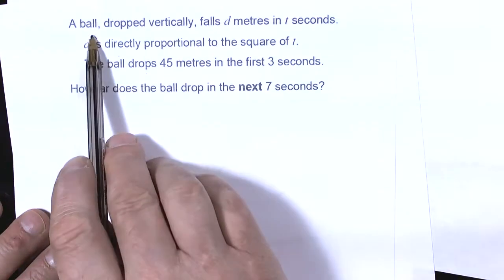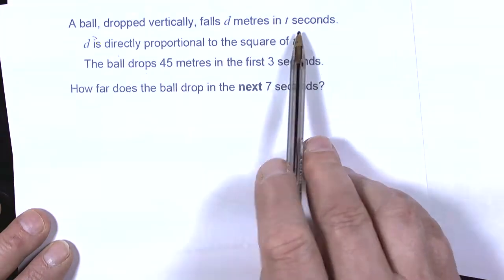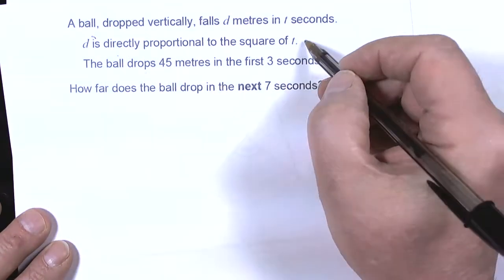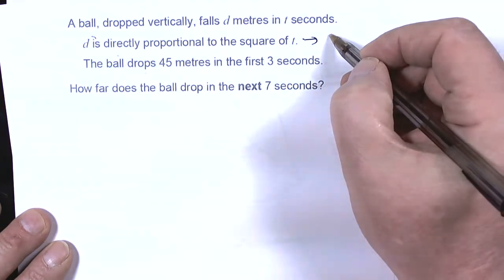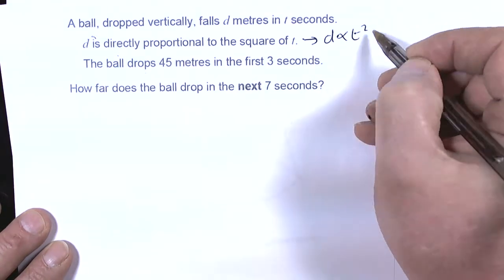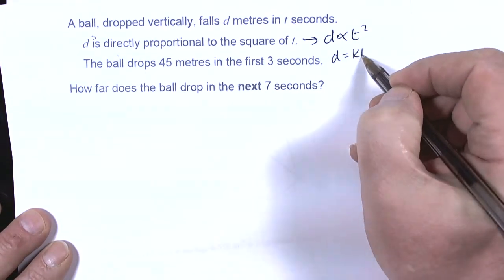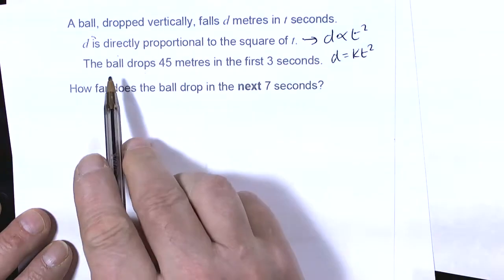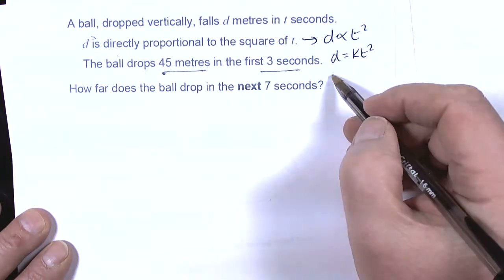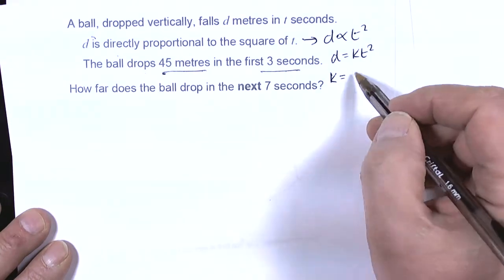This next question talks about a ball. It's been dropped vertically and it's directly proportional. So this is kind of shouting out at us that we're going to be using D is proportional to T squared. So D will equal KT squared. And it's given us some conditions here to calculate the value of K. So we can rearrange this to get K.